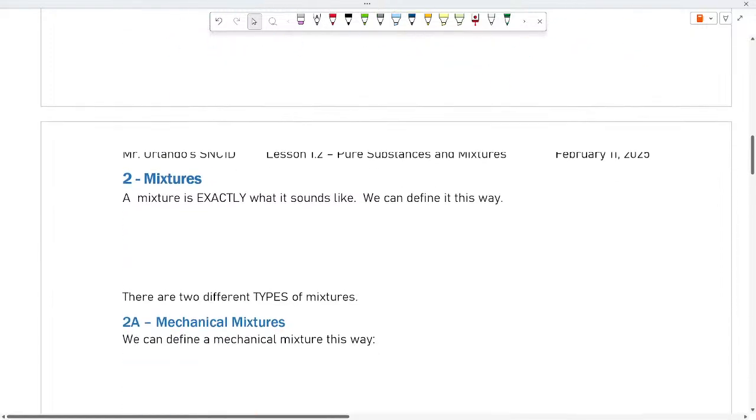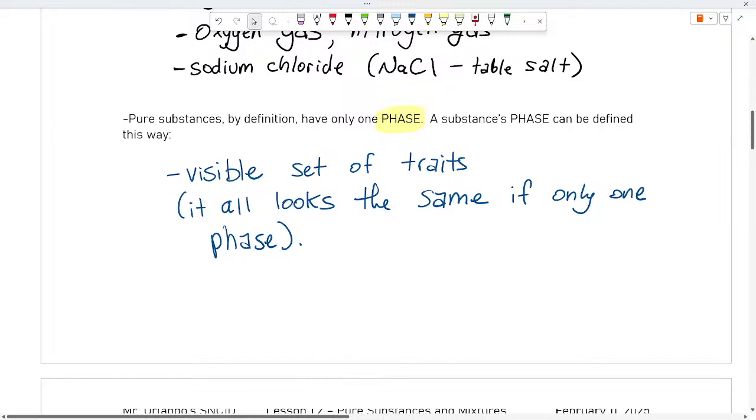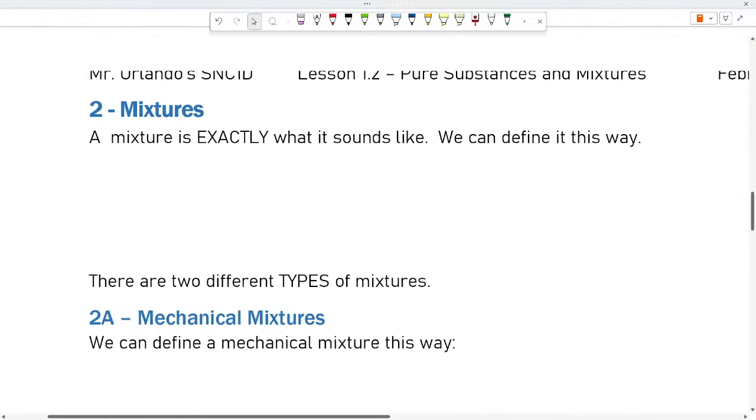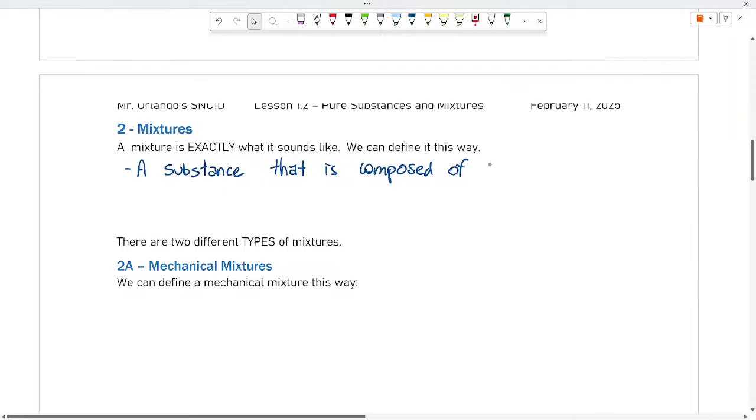So, what about a mixture? What's a mixture? It is a substance that is composed of more than one type of particle mixed together.